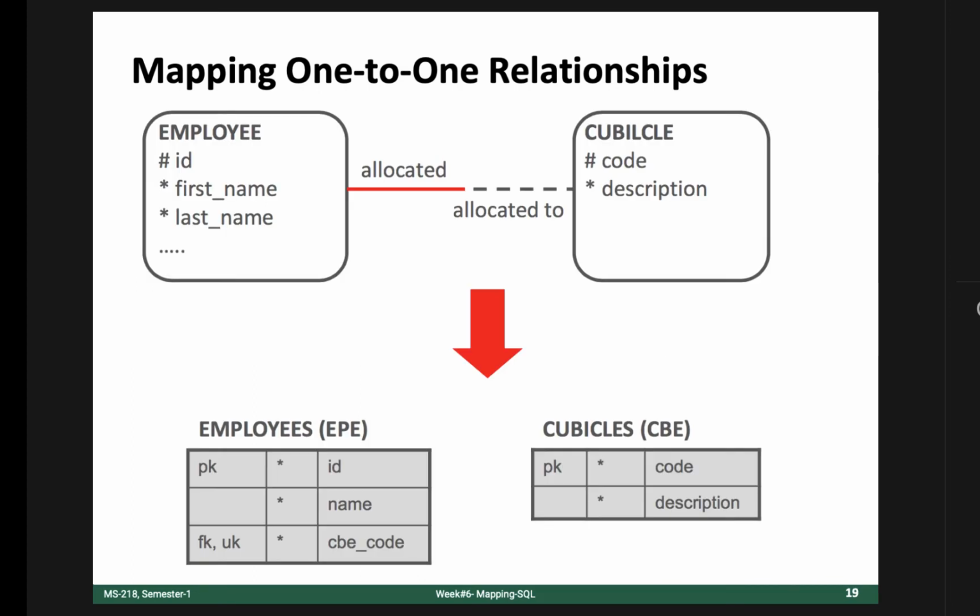So here we have one example. Each employee must be allocated one and only one cubicle. So we can see that here the relationship is one-to-one and this is mandatory, right? Must be. So that's why in the employees table we are adding one key as a foreign key, which is coming from here, cubicle code. Okay. So in this way we can link these two tables.